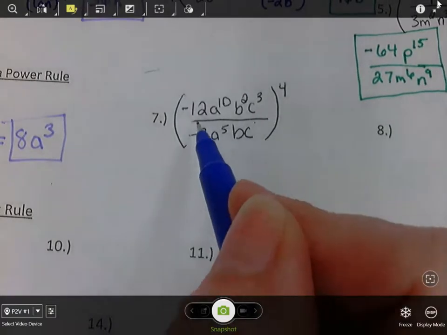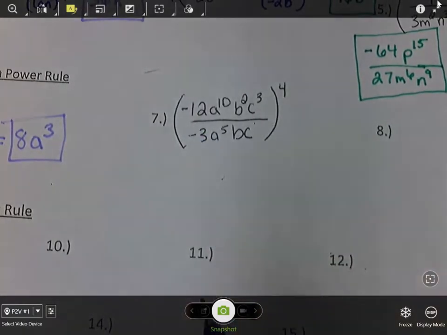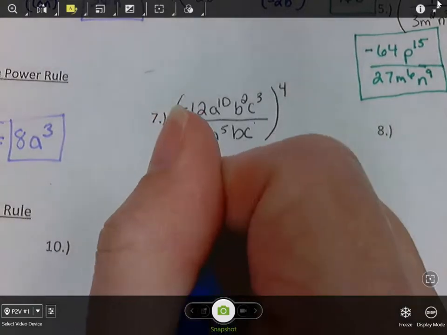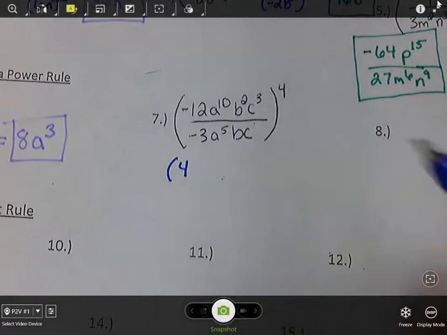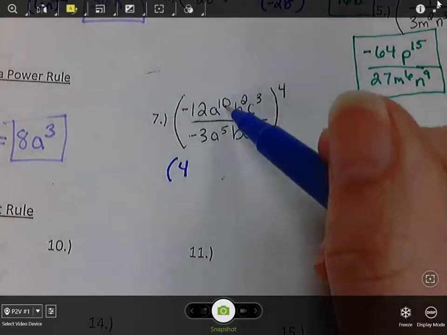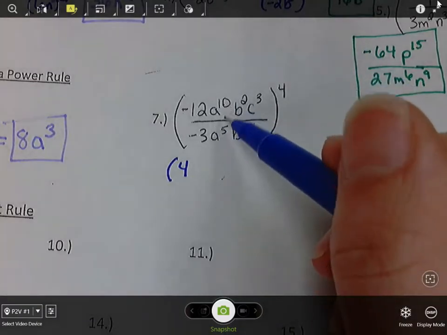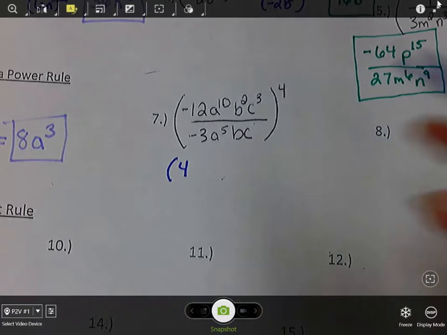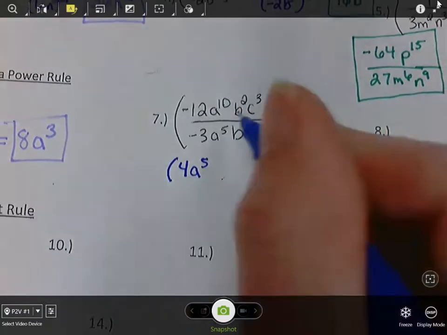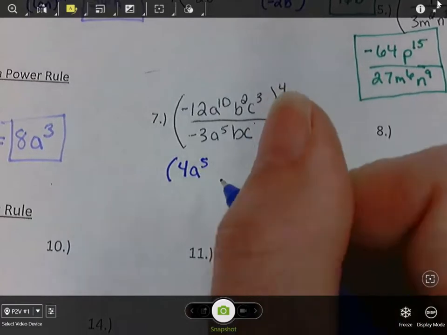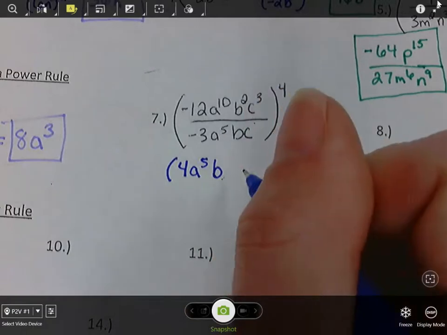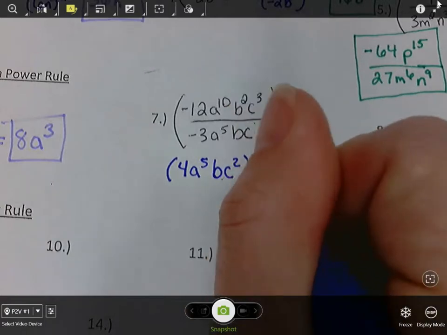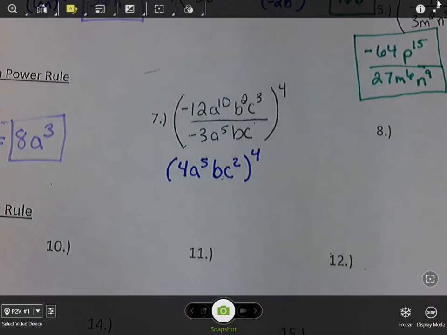So do negative 12 divided by negative 3, and then someone tell me what you get. Positive 4. And then do a to the 10th divided by a to the 5th, and tell me what you get. A to the 5th. You get a to the 5th. Remember when you're doing it and they have the same base, you subtract them. So you do 10 minus 5 is 5. So you get a to the 5th. What about the b? What do I get? You get B to the first, which is B. And what about with my c's? And C to the second. And then that's all raised to the 4th power.